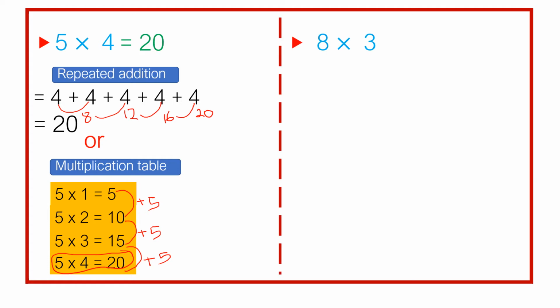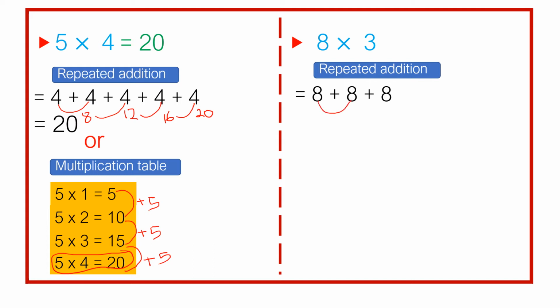And the final one, 8 times 3. So let us use repeated addition. That is 8 plus 8 plus 8. 8 plus 8, we get 16, and 16 plus 8, we get 24. This means that 8 times 3 equals 24.